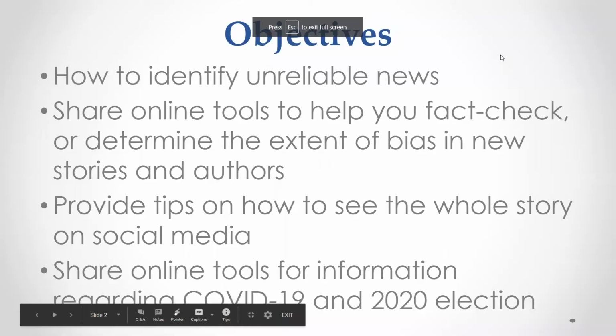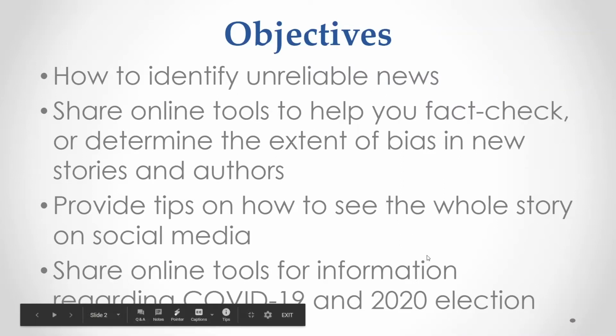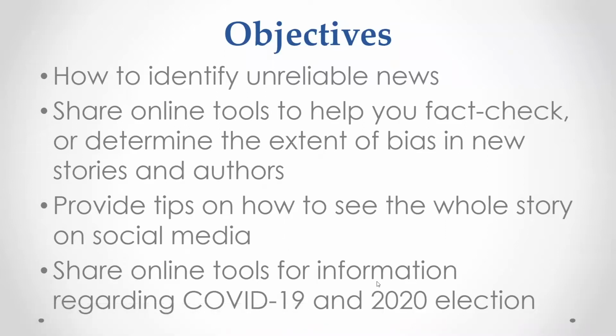All right, so today, first of all, we will be teaching you how to identify unreliable news, and we will be sharing online tools that can help you fact-check or determine the extent of bias in news stories or the extent of bias in authors. And we will also provide tips on how to see the whole story on social media. And finally, we will be sharing online tools for information regarding COVID-19 and the 2020 elections in both the United States as well as elections in Canada.